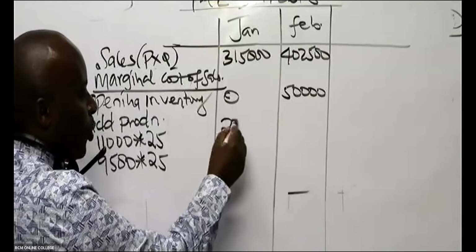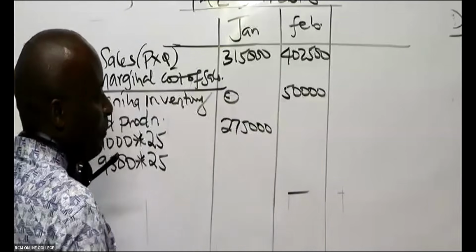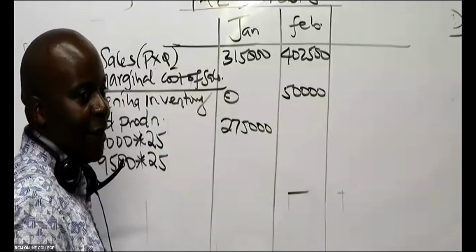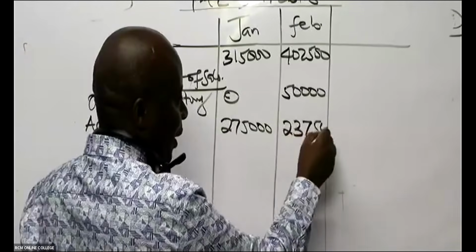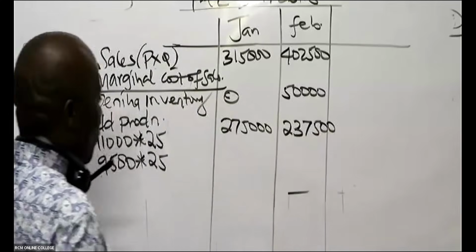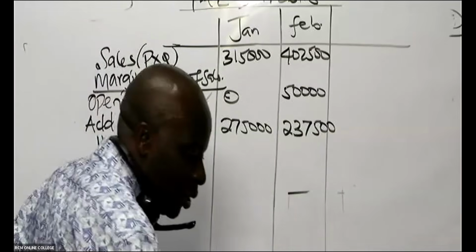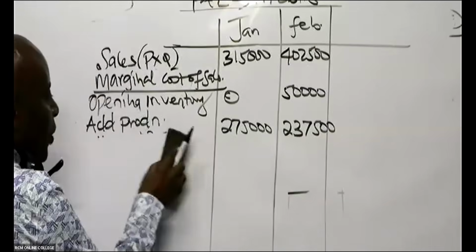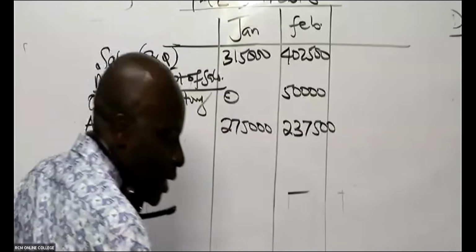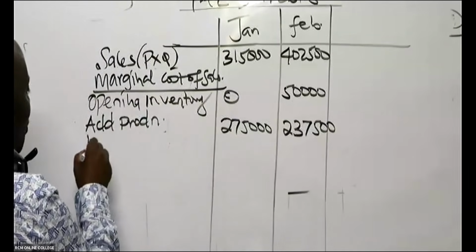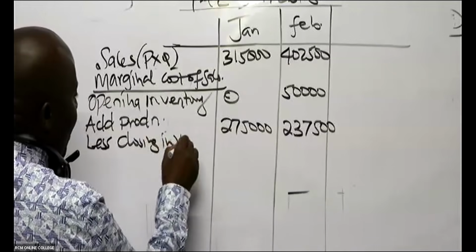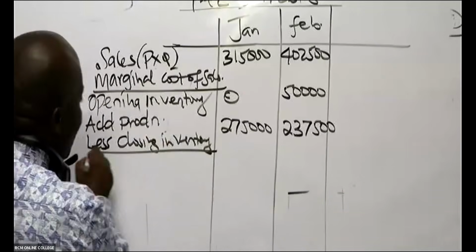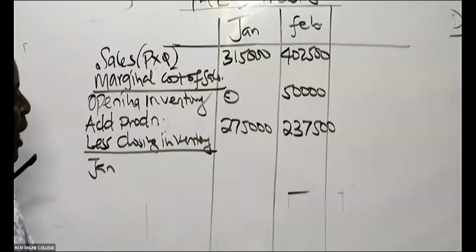So 275,000, yes. 237,500. Yeah, thank you so much. And then now lastly, we shall come and say, less what here, somebody? Closing inventory. Less closing inventory. So closing inventory, January, how much?